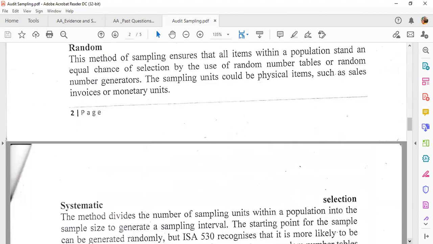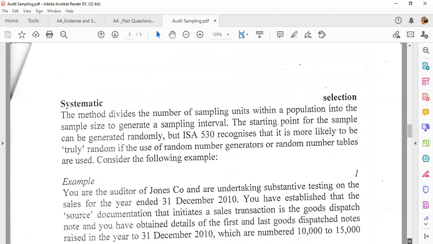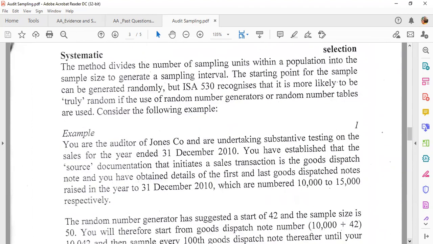So now let me show you an example of systematic sampling. Systematic sampling, they say, this method divides the number of sampling units within the population by the sample size to generate a sampling interval.